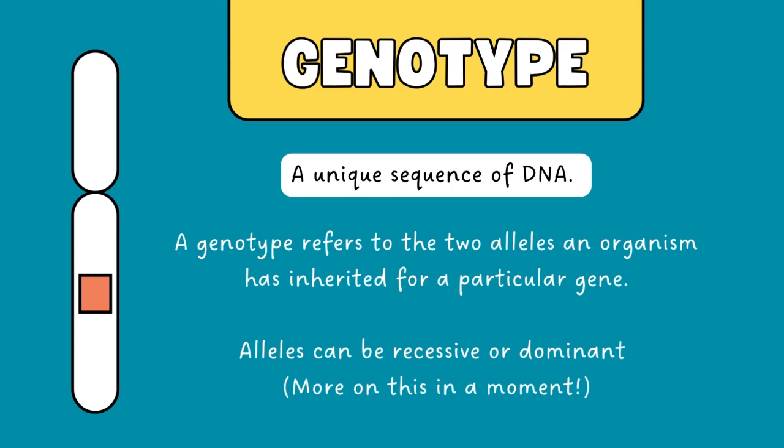Genotype. A unique sequence of DNA. A genotype refers to the two alleles an organism has inherited for a particular gene. Alleles can be recessive or dominant. More on this in a moment.